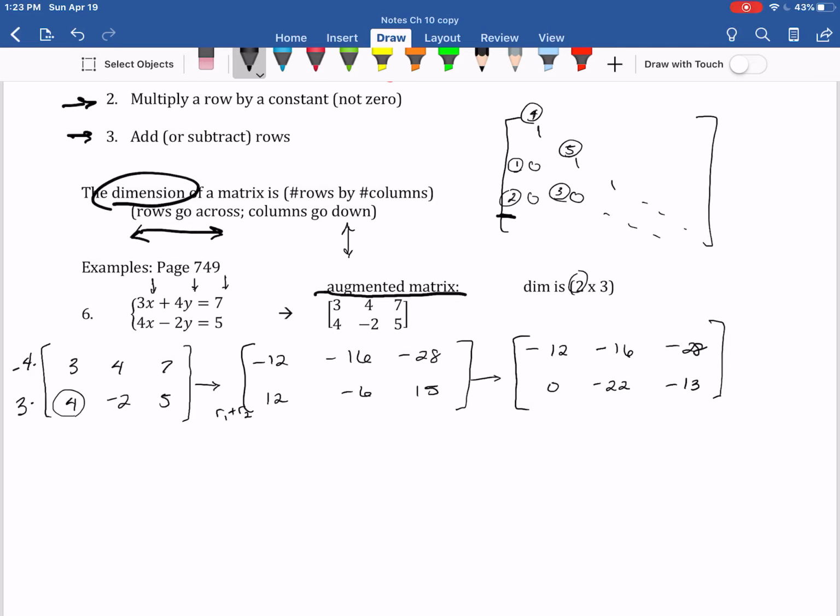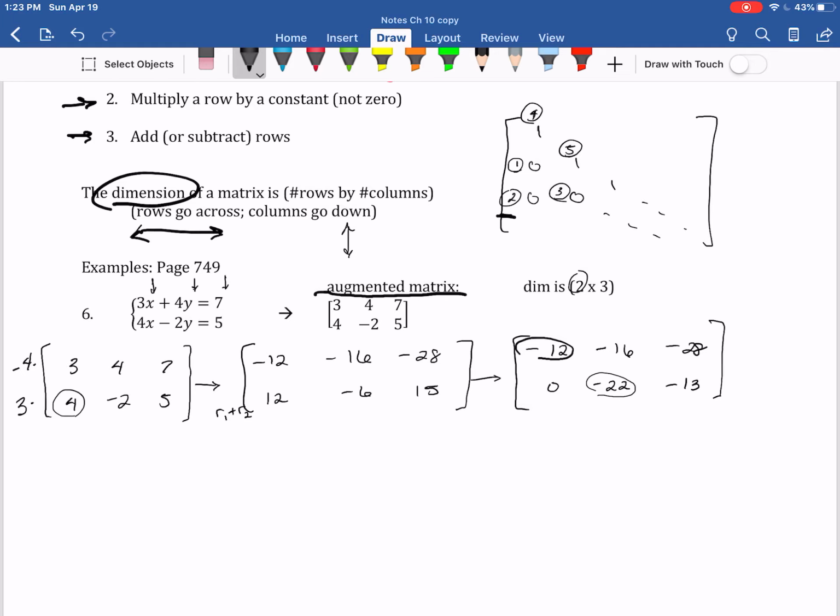Once again, we've accomplished that first step of getting the first zero in place. Since we don't have any more rows beneath that second row, we're done with getting zeros in place. The next thing we want to do is turn our main diagonal into ones. That means that the negative 12 in this position needs to be a 1, and then the negative 22 in this position needs to be a 1. And we're going to accomplish that by dividing each of those individual values by itself.